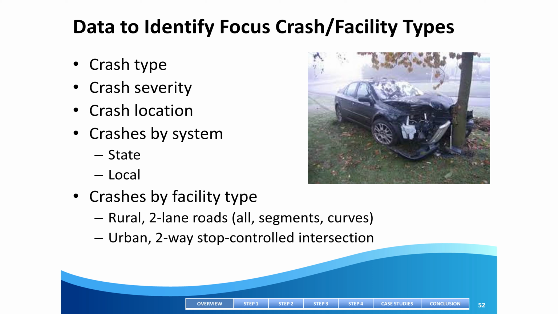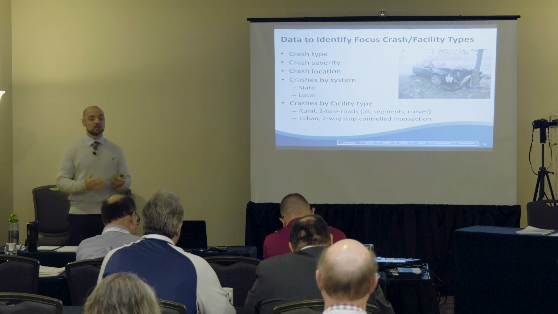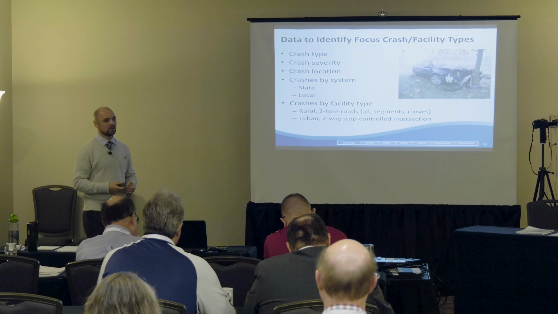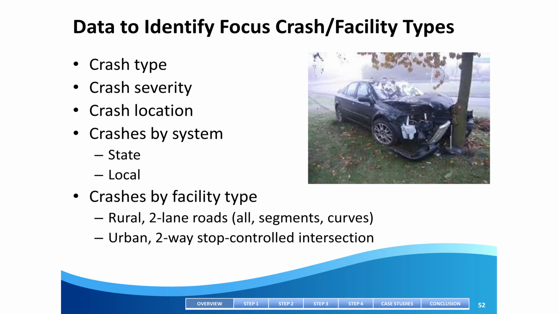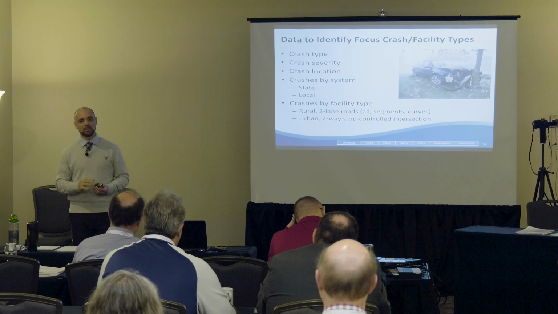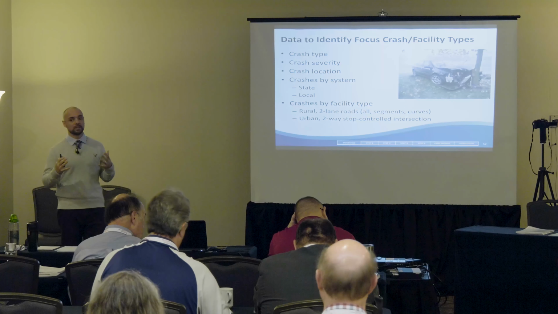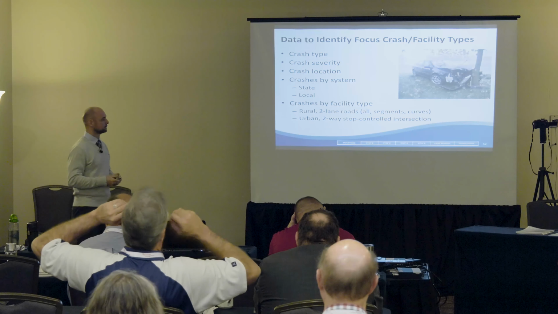So again, the key to this is data. You're going to need data to identify your focus crash types. You're going to need data to identify your focus facility types. And most of that can be done through the crash data. So if you only had access to the crash data, you can get pretty far along in the process. The crash data is going to give you the crash type, the crash severity, some details about the crash location, even if it's just the officer's coding that, yes, it was curve related or intersection related. That's not always 100% accurate, but it's going to give you a rough idea, especially if you're looking at it from a statewide level or a region level as to what your issues may be.